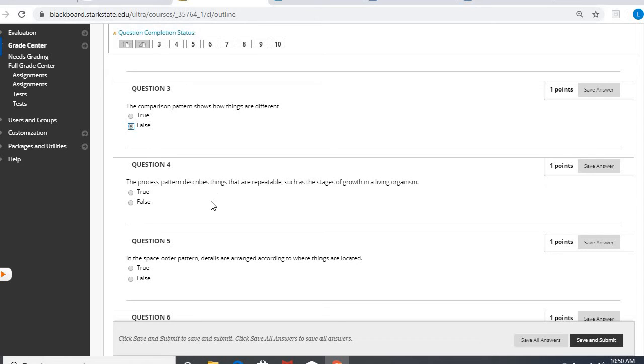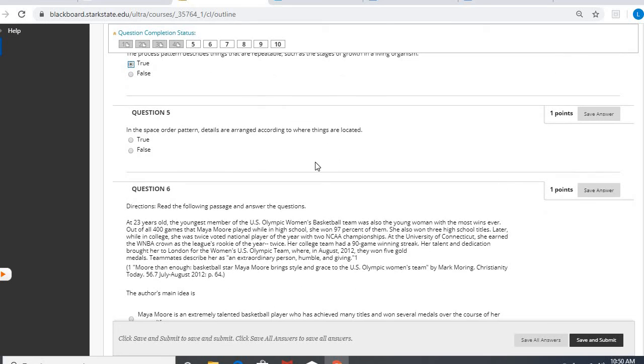Number 4, the process pattern describes things that are repeatable, such as the stages of growth in a living organism. So this is worded a little awkwardly, but it is true. Process is how the process of something works. So I mentioned in my chapter 8 video how a life cycle occurs, like following directions, a manual, those kinds of things. That's what the process is. So that is true. Number 5, in the space order pattern, details are arranged according to where things are located. Absolutely. Space is where things are located in physical space. That is true.